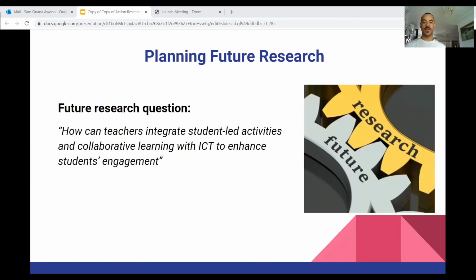Throughout our research stage, we came across the links between student-centered learning, collaborative learning, and the use of technology in classroom in enhancing students' engagement and academic success. Since our aim is to improve students' engagement with classroom activities, we proposed a new research question, which is, how can teachers integrate student-led activities and collaborative learning with ICT to enhance students' engagement? This research question will allow us to gather more in-depth data regarding how to improve students' engagement.